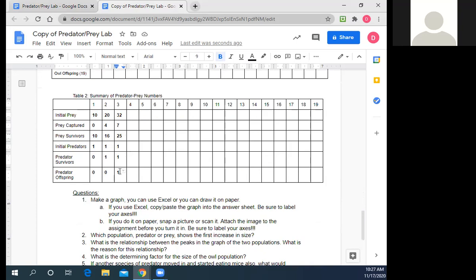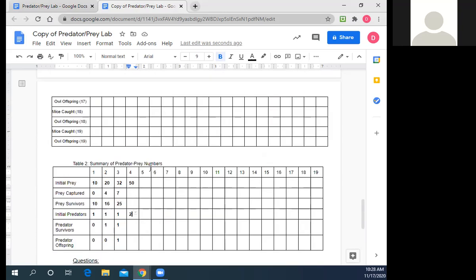Dump these guys in mice heaven. And now initial prey, we have 25 doubled, so we're up to 50. For initial predators, we have 1 surviving owl plus 1 baby. So now we have 2 owls. So I need to add 25 more beads, aka mice. We see our mouse population is starting to grow pretty significantly.